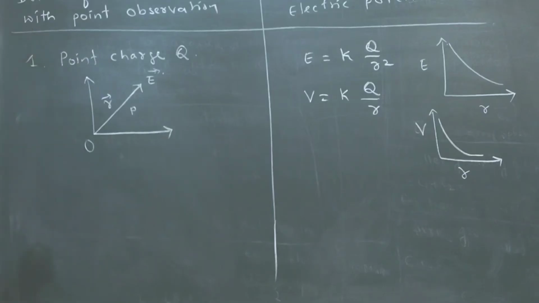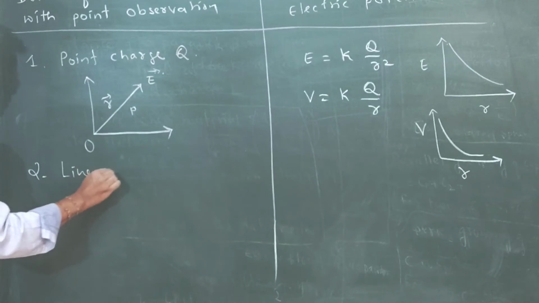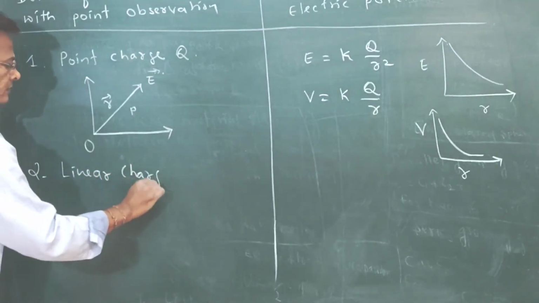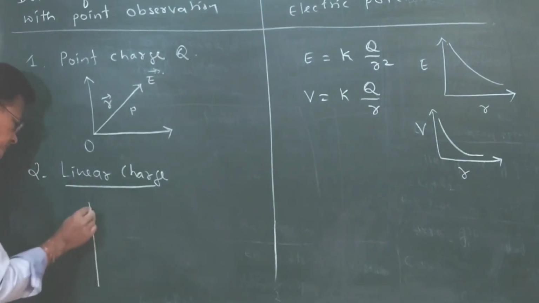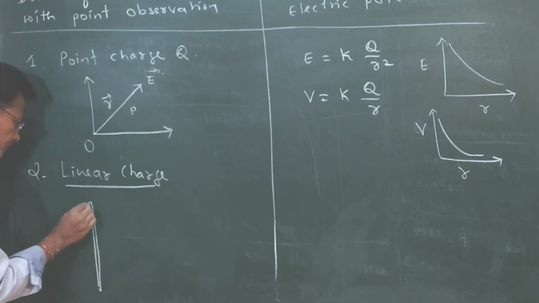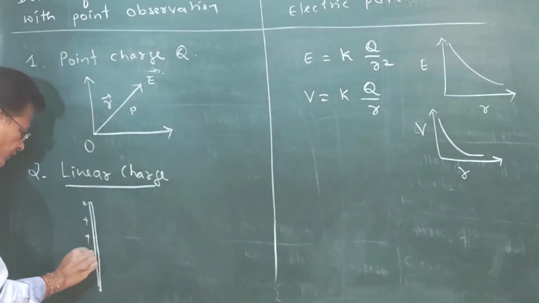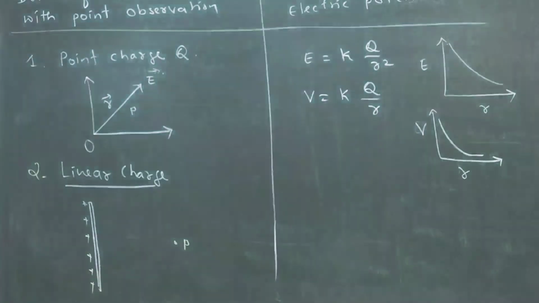Now second, we can see that linear charge. So linear charge, it is like this. So we can see that this is the one linear charge distribution. This is positive charge we are taking. Somewhere we are taking a point P. Okay, so that is the one point P.